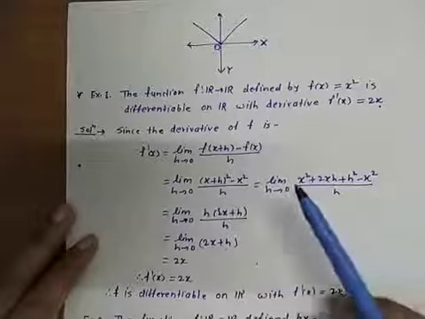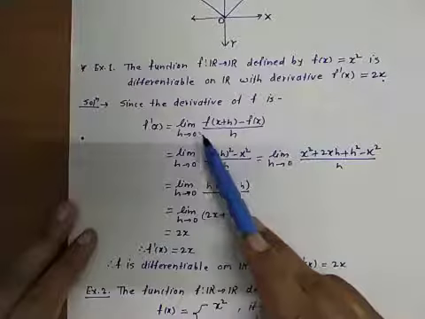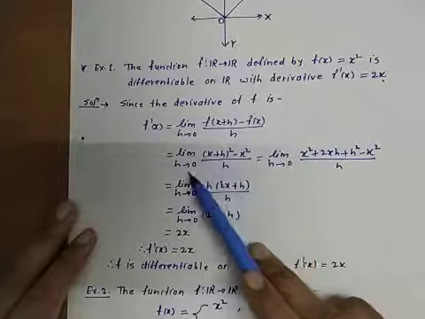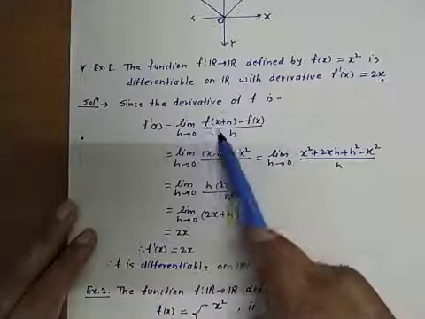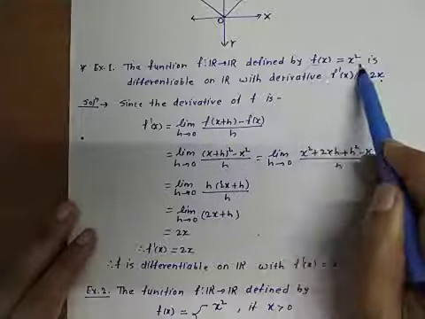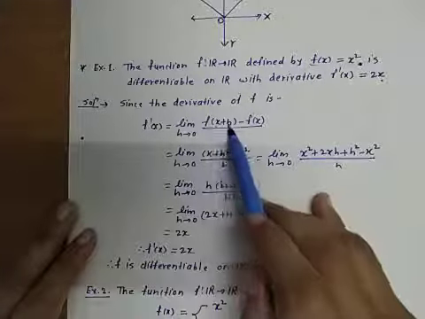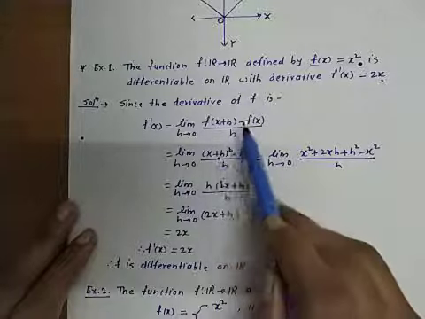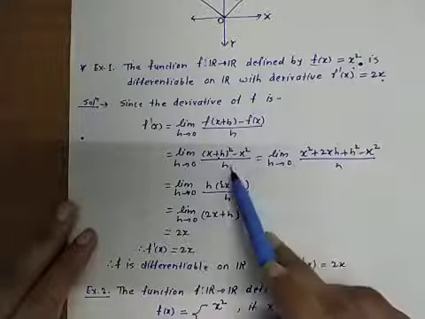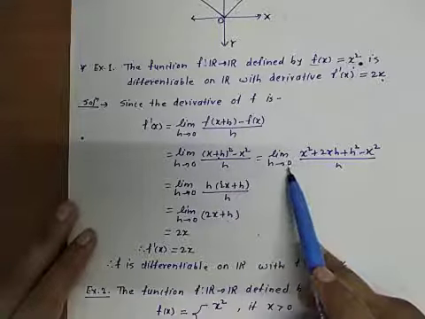Now we know the formula: f dash of x is limit h tends to 0 of f of x plus h minus f of x upon h. What will be f of x plus h? What is given in the definition of f of x? It is x square. So f of x plus h will be (x plus h) whole square, minus f of x, which is x square, upon h. So this is equal to limit h tends to 0.